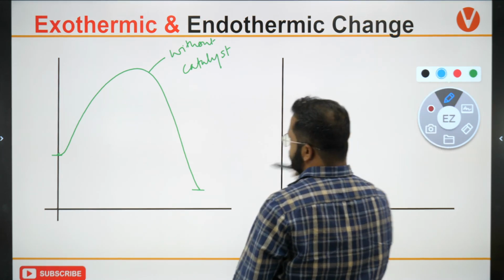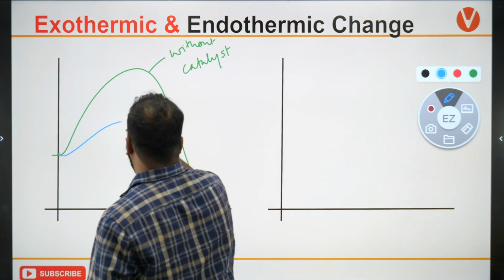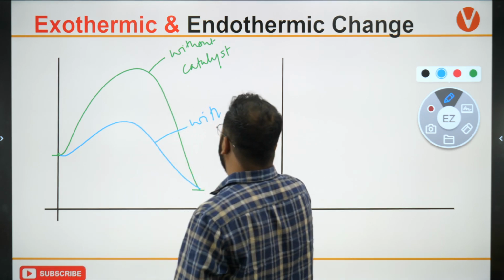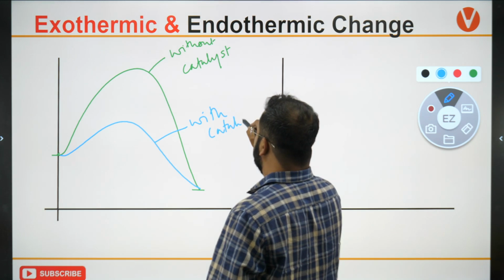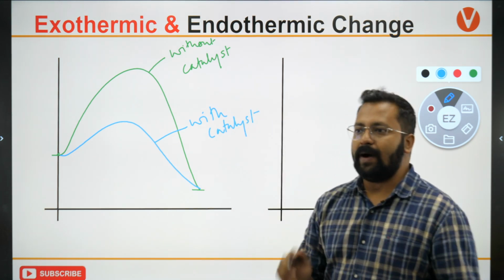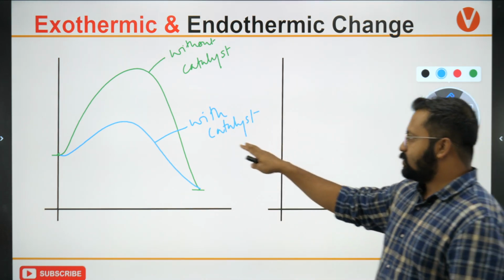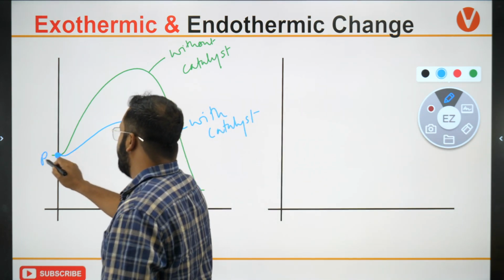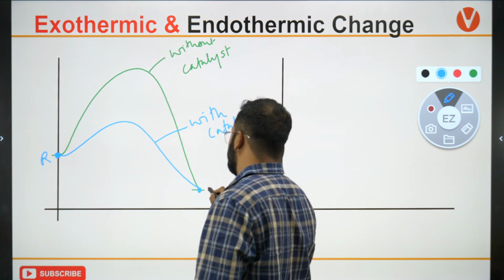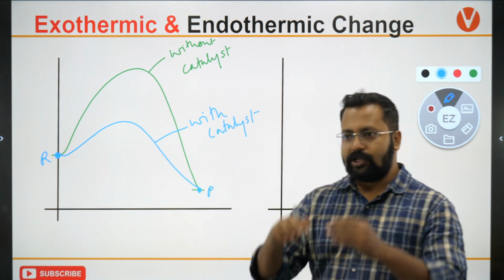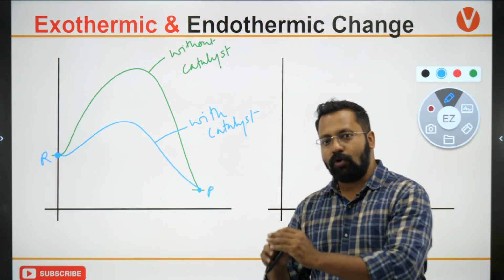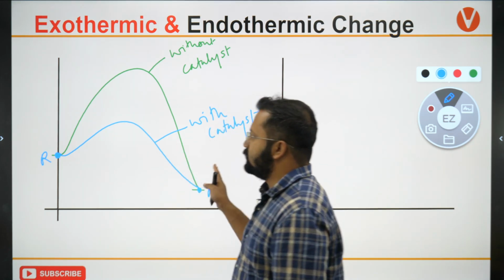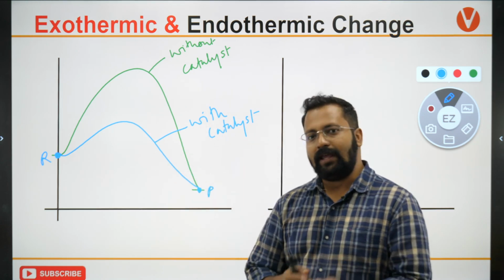And with a catalyst, you get an alternate pathway. So with a catalyst, you get an alternate pathway to convert the reactant into product. Okay, so your threshold energy decreases, so your activation energy for the forward process as well as the backward process decreases to an equal extent.